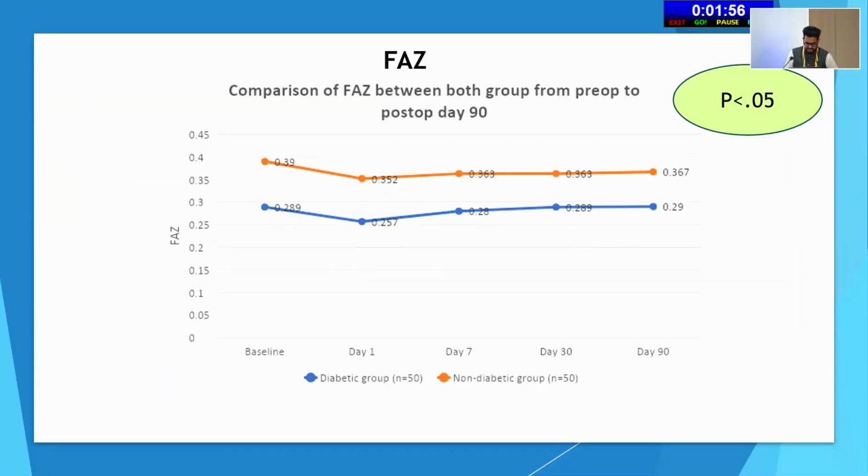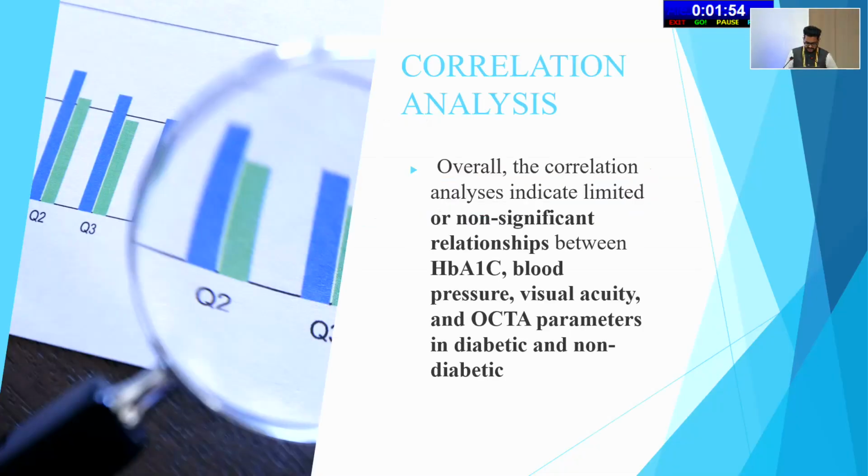The FAZ again was compared, and we found a similar result. In the correlation analysis, the other parameters, the HbA1c and blood pressure, were non-significant. But an important thing to note is that the visual acuity again was non-significantly different.